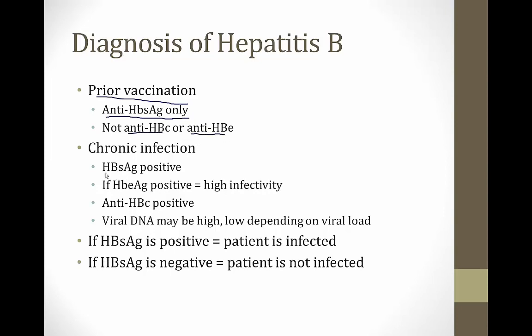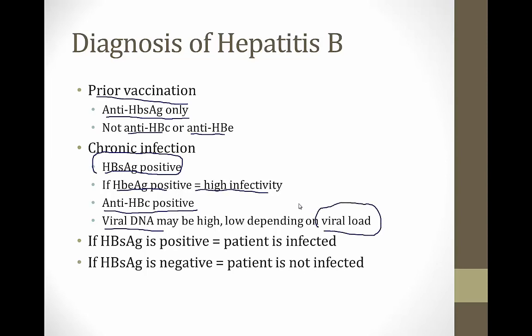Chronically infected patients will have persistent positivity of the Hep B surface antigen. They will also have elevated levels of the Hep B E antigen if they have high infectivity and high degree of viral replication. They will be positive for antibodies to the hepatitis B core antigen, and then the viral DNA may be high or low depending on their viral load.